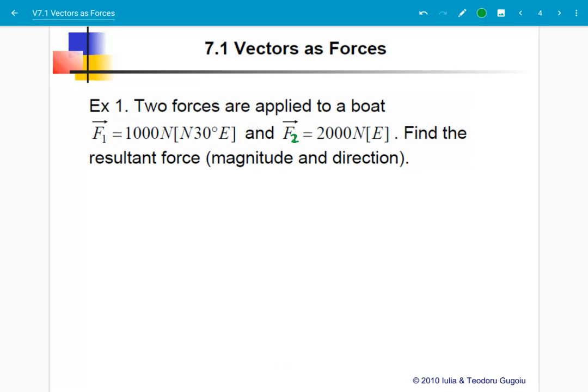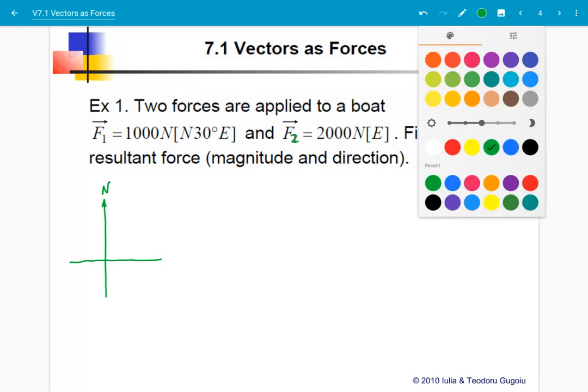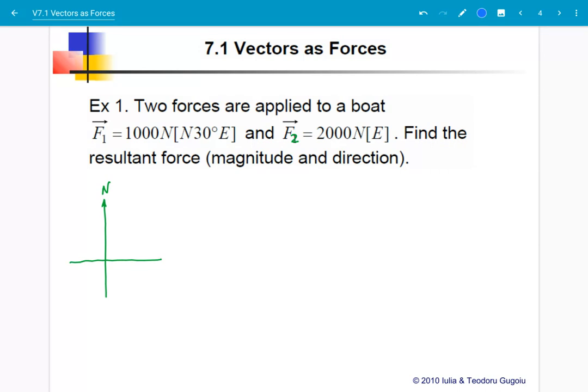So we'll start off with a diagram. And I'll just mark north. Force 1 is 1,000 newtons. Force 2 is 2,000 newtons. So I'll make the first one a little shorter, 30 degrees towards the east from north. So call that force 1. Force 2 is 2,000 newtons directly east, so about twice as long. And I'm not doing it to scale, I'm just eyeballing it. There's force 2. And I'll put the 30 right here for now.